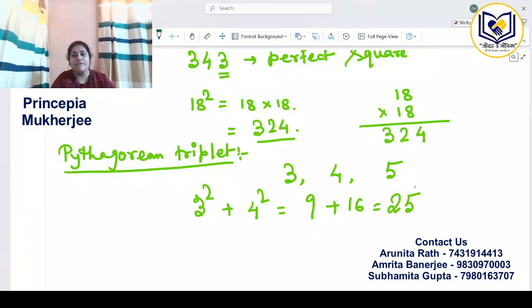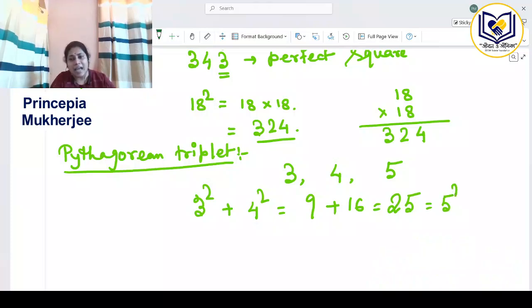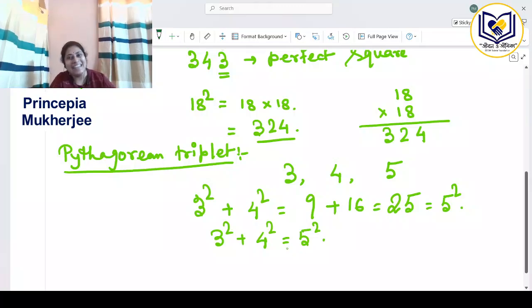And this 25 is also written as 5 square. So I can write in this way that 3 square plus 4 square is equals 5 square. This 3, 4 and 5 is known as the Pythagorean triplet.